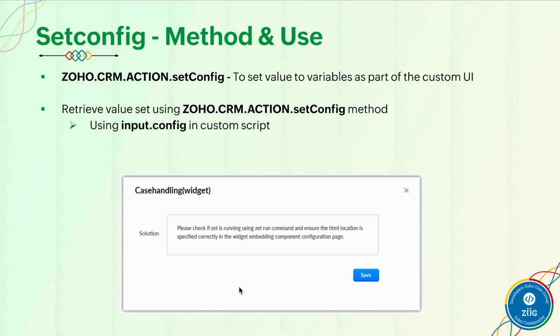CRM offers a method called zoho.crm.action.setConfig, which helps you set the values to variables that you are handling as part of your custom UI. In the real-time use case that we just saw, when the end user defines a workflow and associates your custom action, they are prompted with your custom UI, right? In that custom UI, they are going to provide some personalized input. In this case, they are providing the personalized solution for that particular workflow condition.